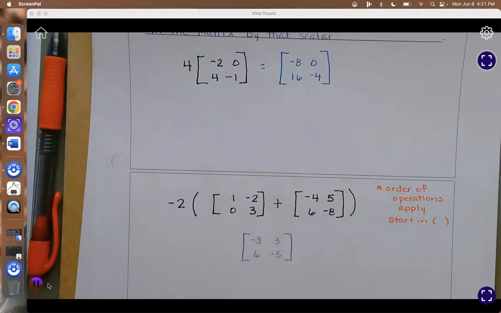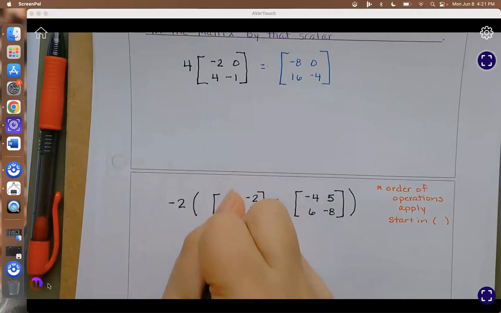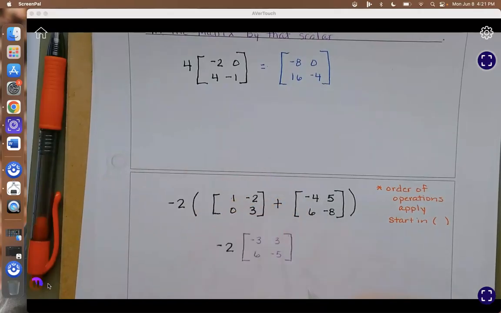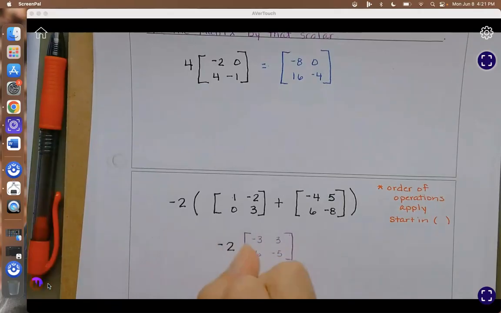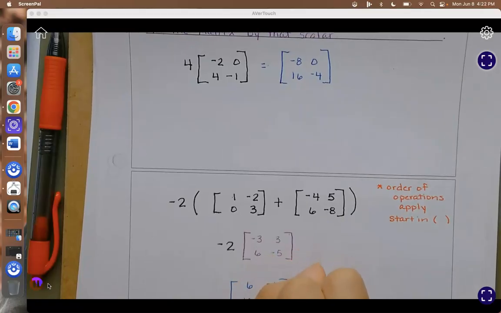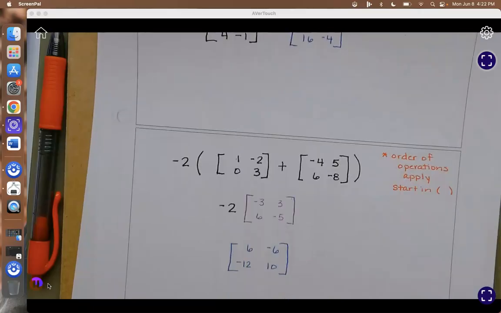Now what we have left is this -2 that's out front. So now we do our scalar multiplication. So this is going to give me a +6, a -6, a -12, and a +10. So just do order of operations. Super, super simple.